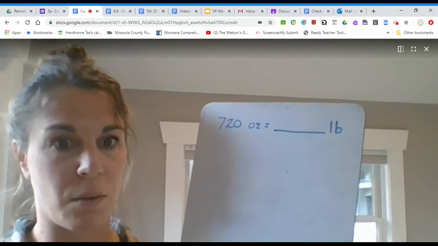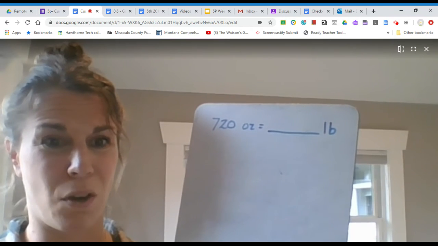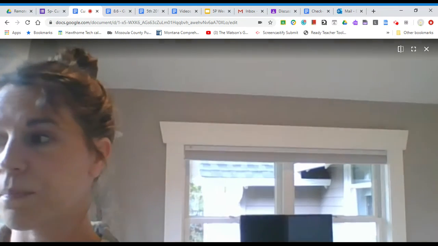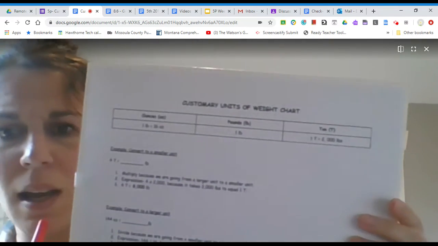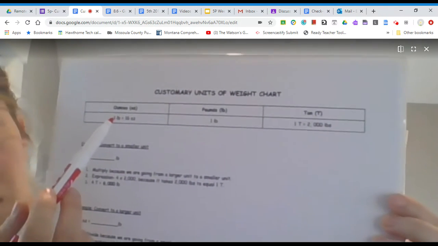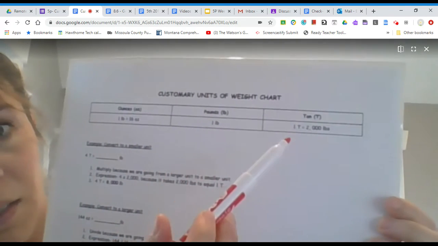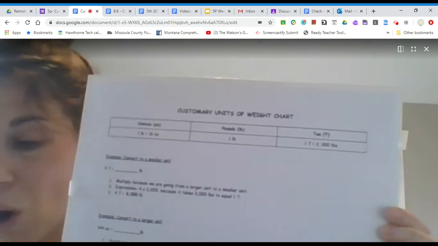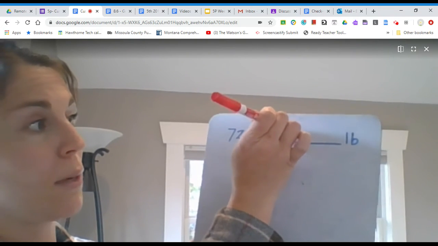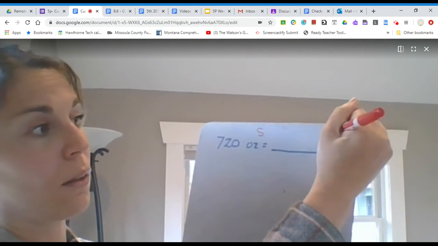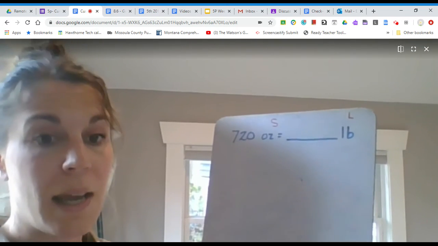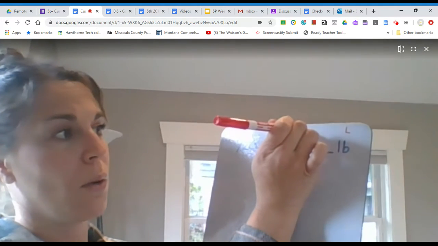We're going to code it just like we've been doing. There are really only 3 units we need to focus on. We're going to be going from ounces to pounds. You will have your chart to look at, but I also have one printed here. My ounces is down here, then pounds, and then tons. If I'm starting in ounces and going to pounds, I'm going from the smallest unit to a larger unit. If I'm going to a larger unit, is it going to take as many? No. So I know I'd be dividing.